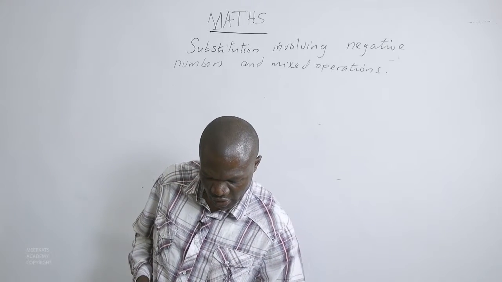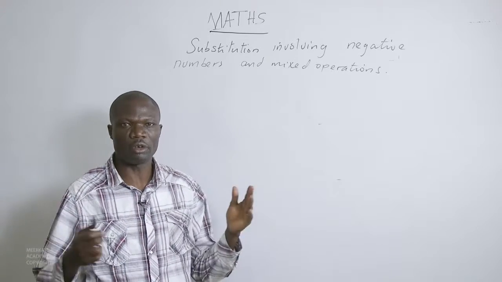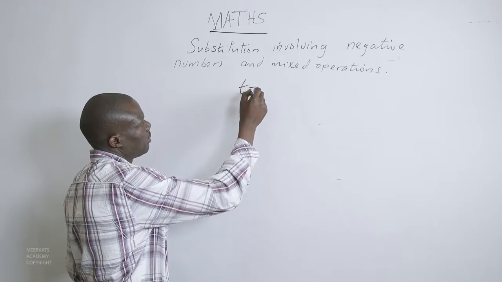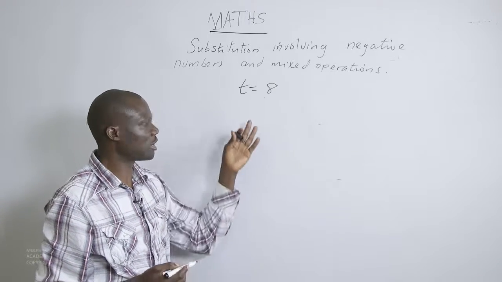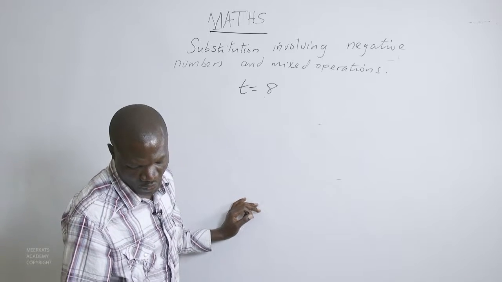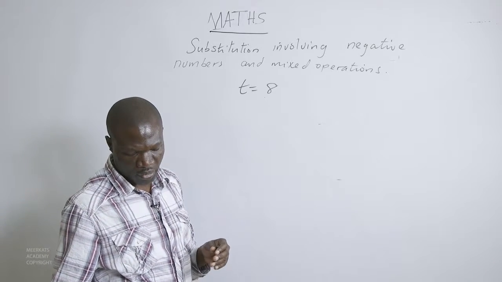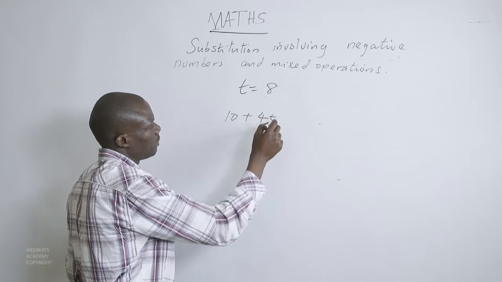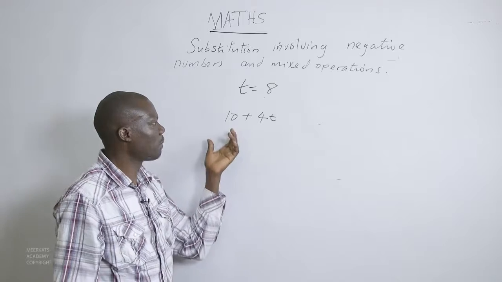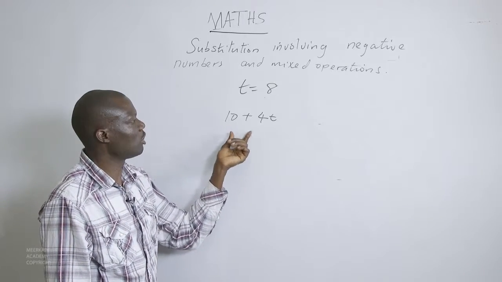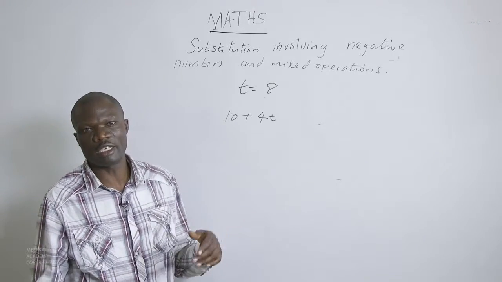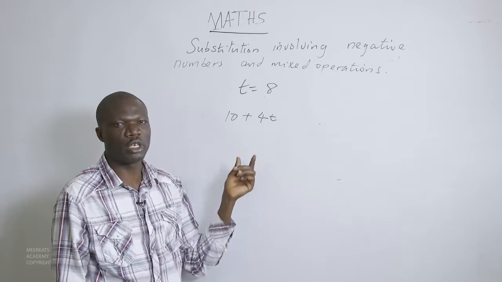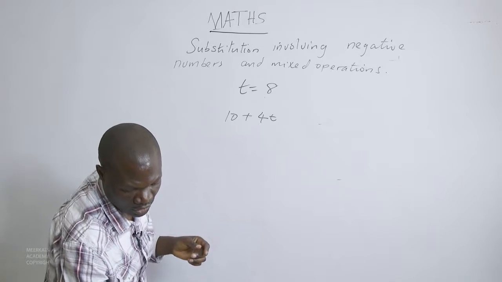Now, as we can see from an algebraic expression, given that t is equal to 8, t is a pronumeral assigned the value of 8, and we simply substitute and complete the expression 10 plus 4t. At this point, the expression is not giving us the answer until we substitute t with 8, and then we get the total value that we require.